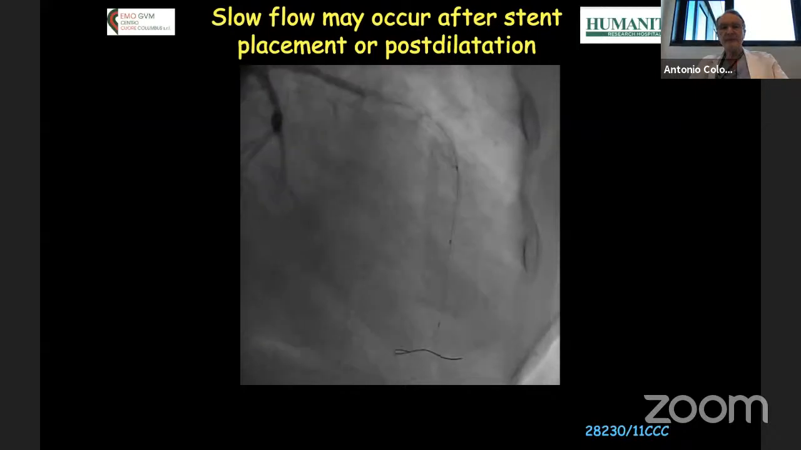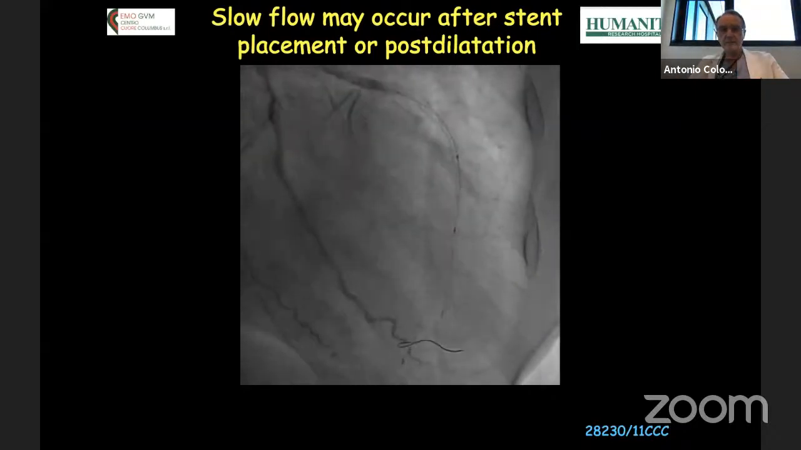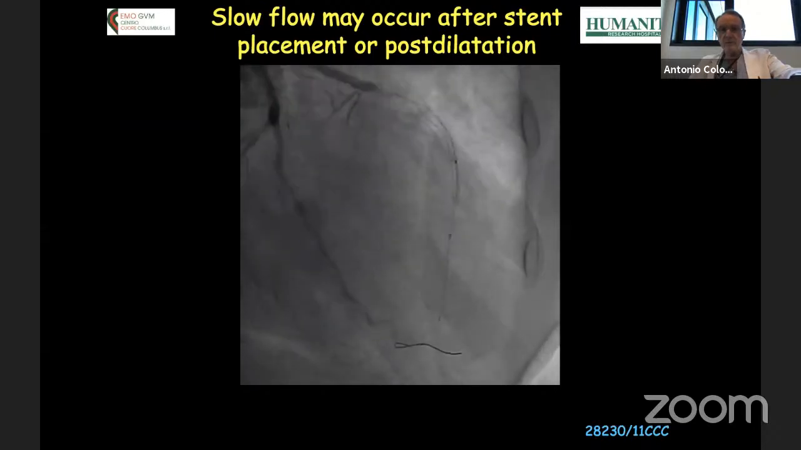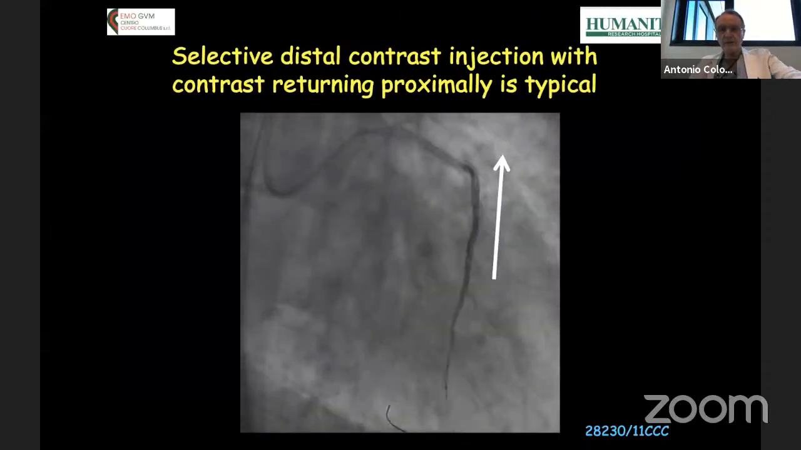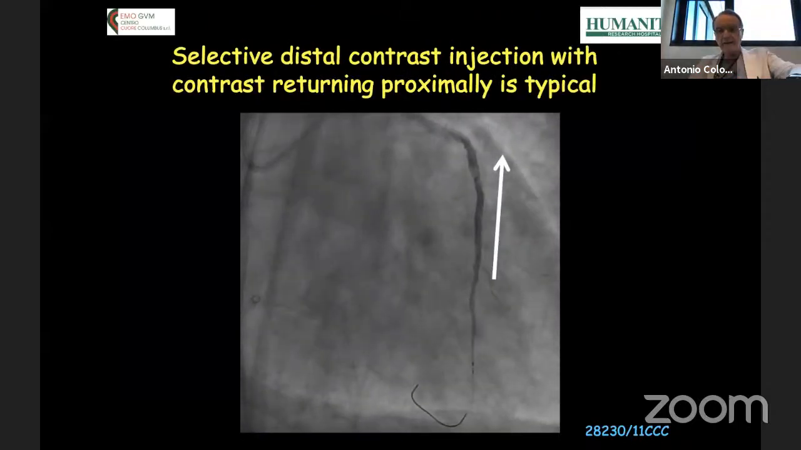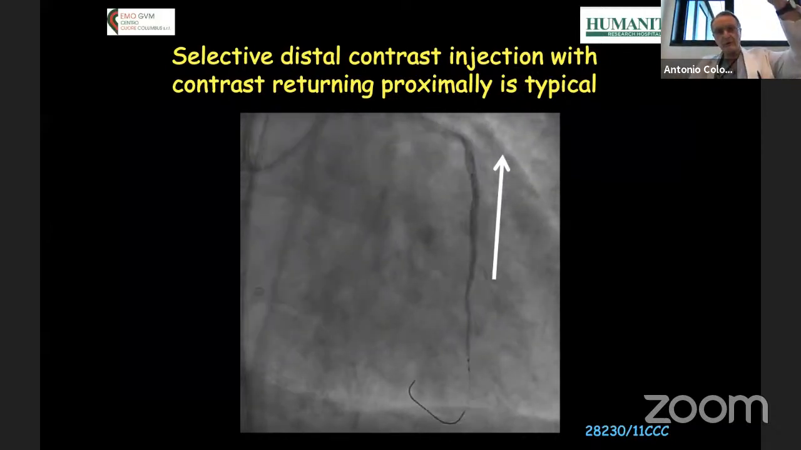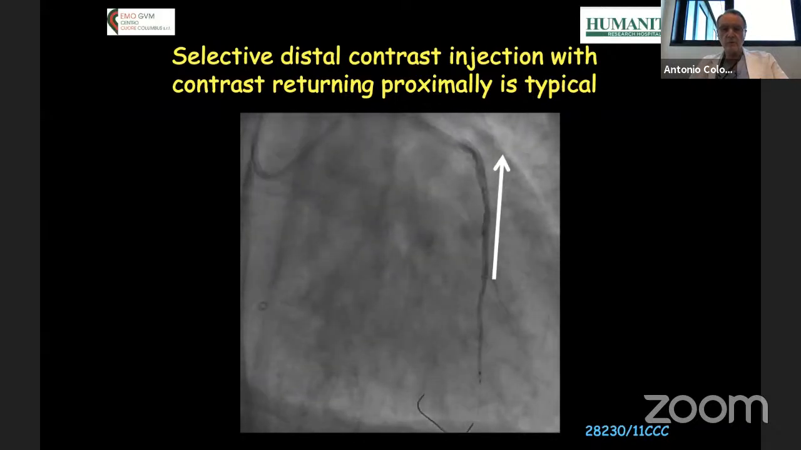Here is a typical example of slow flow. Dr. Latib may remember this. He put a balloon distally, a broken balloon on purpose, and injected dye. If the dye, instead of going distally, comes back proximally, this is pathognomonic of slow flow or no flow.